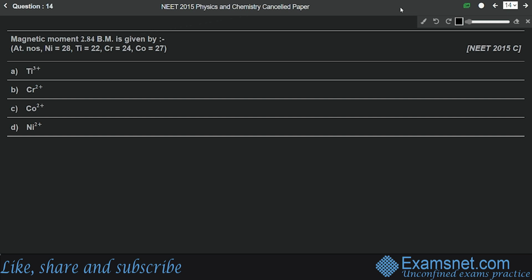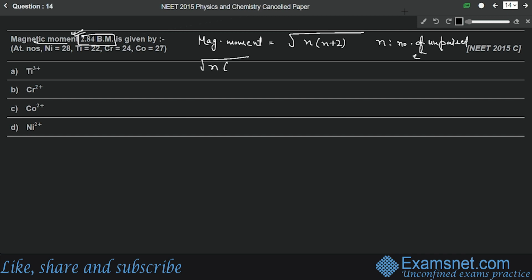Question number 14 is from the chapter d and f block elements, and the question is: magnetic moment 2.84 Bohr magneton is given by which ion? We know that magnetic moment is given by the formula square root of n into n plus 2, where n is the number of unpaired electrons. Here the value of magnetic moment is already given, 2.84 Bohr magneton. So according to that, square root of n(n+2) is equal to 2.84, and we know that 2.84 is the square root of 8, right?